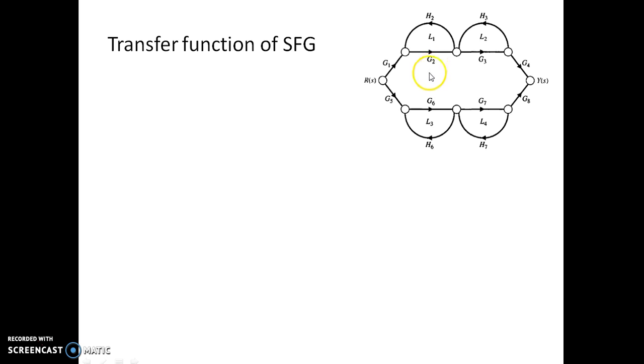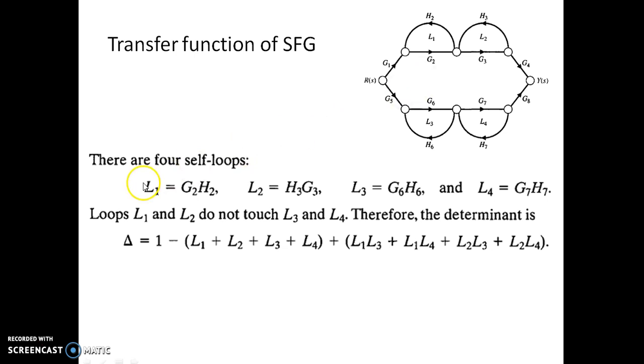We know that this is the signal flow graph for which we are trying to find the transfer function. Now there are four self loops, as you can see here. This is one self loop, which is named L1. This is G2 into H2, and L2 is G3 into H3, because we are starting from here and coming back to the same node without violating the direction of the signal flow. And we have L3, which is G6 into H6, and L4, which is G7 into H7. Loops L1 and L2 do not touch L3 and L4.